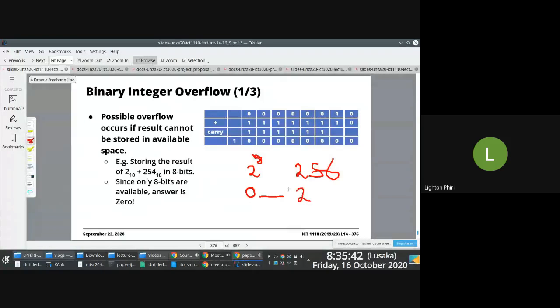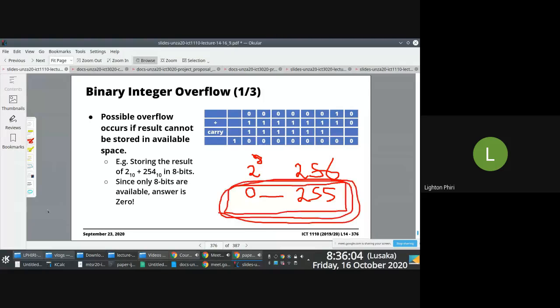Do you understand here? If you evaluate 254 plus 2, you will get 256, right? 254, 255, 256. 256 cannot be represented in here, so you have an overflow. This is what we're talking about here. This is the idea behind an overflow, right? An overflow would have occurred.